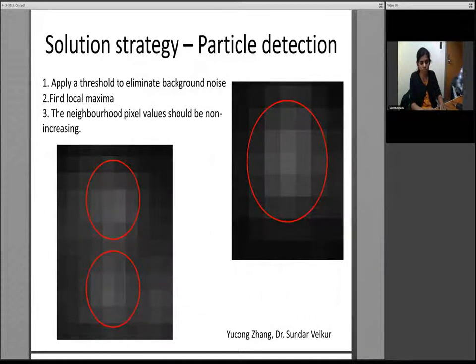So we came up with a strategy during the summer workshop of 2014. Firstly, it was to apply a threshold to eliminate the background noise, and then find the local maxima of dots. Rather than going for boundary detection, we wanted to look at the local maxima. And then the next step was to look at the neighborhood pixels of the local maxima and make sure that they have a non-increasing value, which would mean we would now be able to tell two different dots from each other, even if they lie really close.